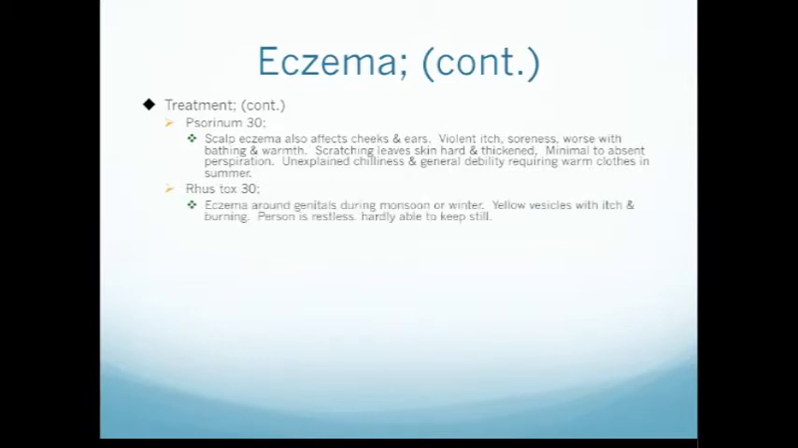Rhus Tox 30 is good to treat eczema around the genitals, especially during monsoon or winter season. These yellow vesicles will itch and burn. The person will be restless and hardly able to keep still. Sulfur 30 is good to treat eczema with severe itching and burning, and aversion to bathing, intolerable hunger at 11 o'clock in the morning. They prefer to not stand up.